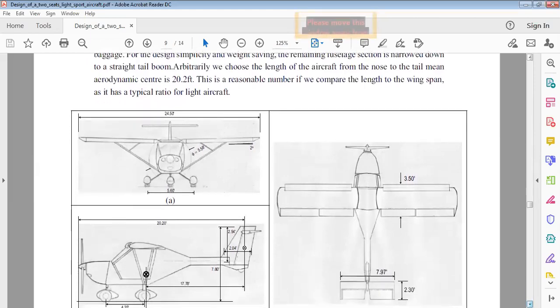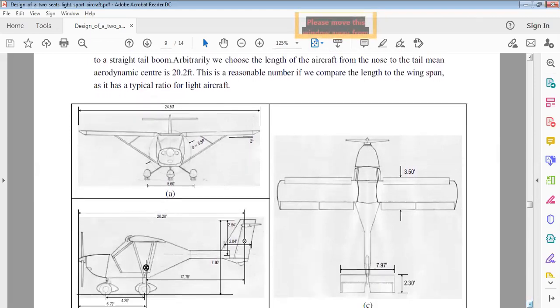This is a reasonable number. We compare the length to the wingspan, as it has a typical ratio for light aircraft. You can see that. So this is each and every component that has been given. So what you do, just take these values and try to design in CATIA. Okay, this is what I want to give as an assignment. Whatever things are there, you take all the parameters given here.